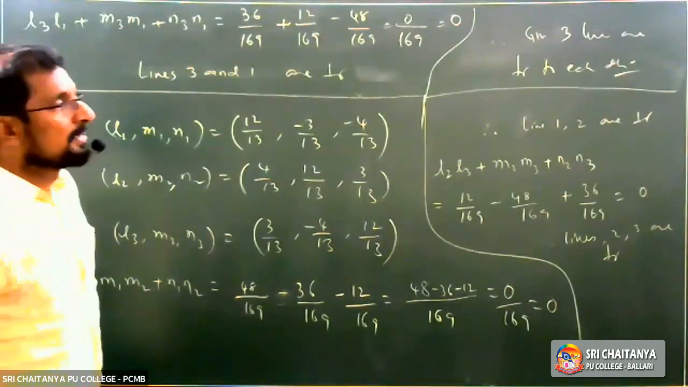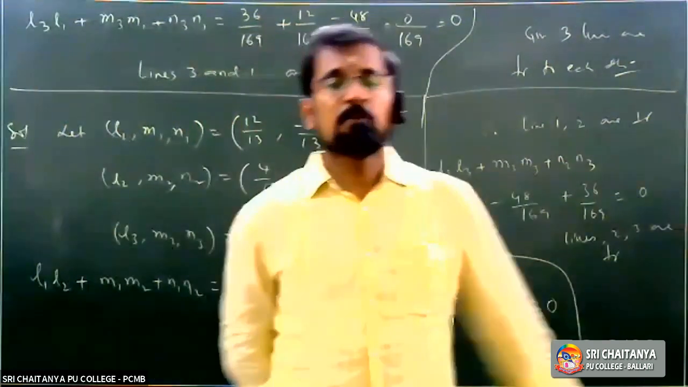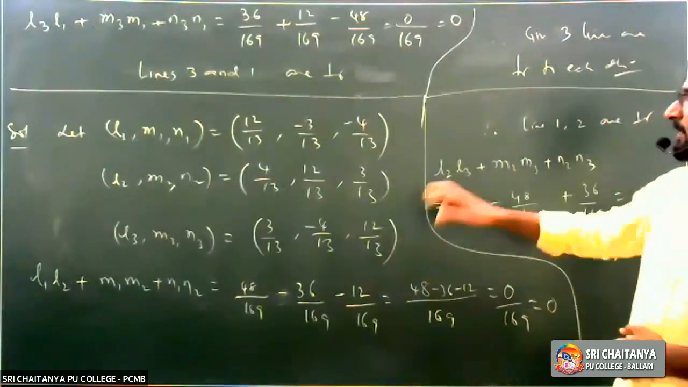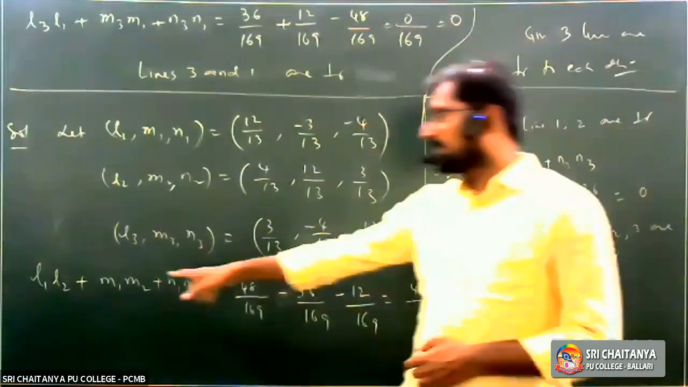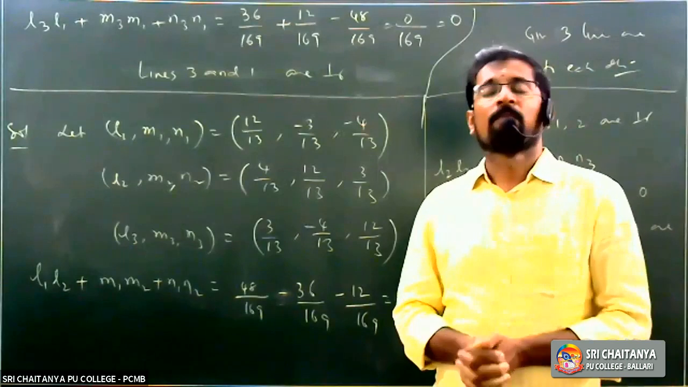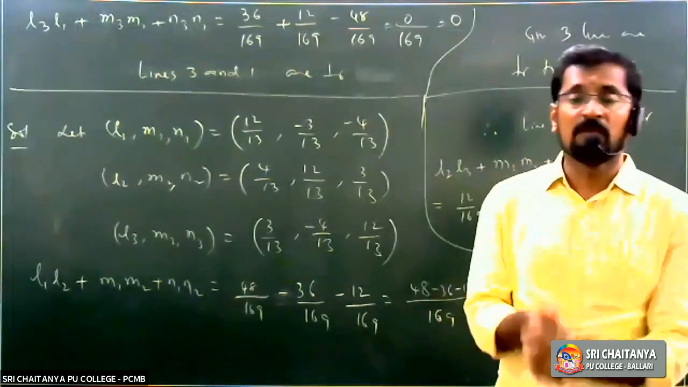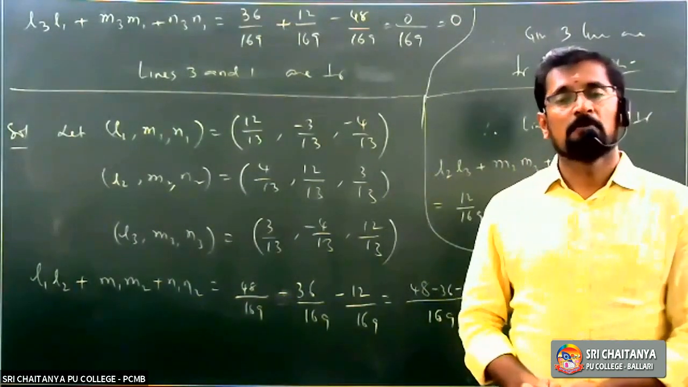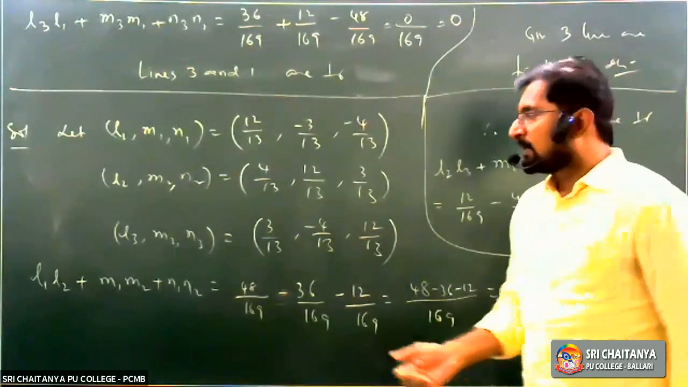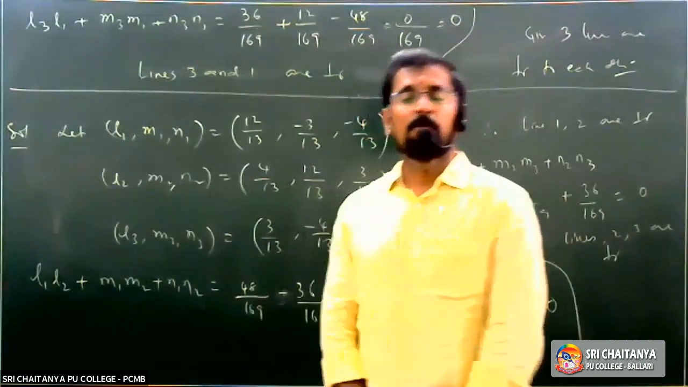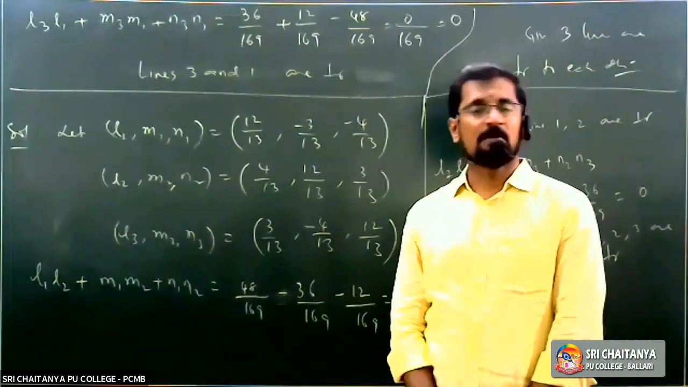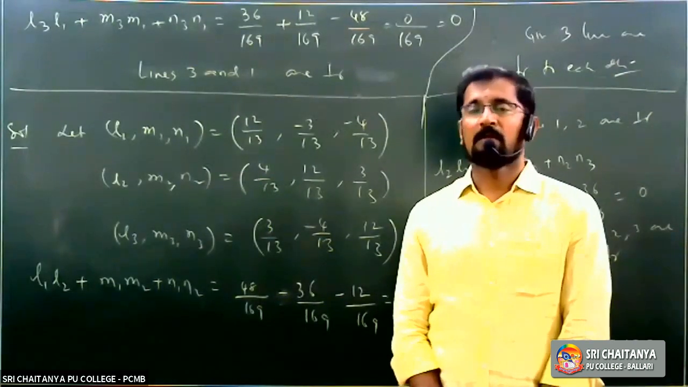Now, to show that the first two lines are perpendicular to each other, find out the value of L1 L2 plus M1 M2 plus N1 N2. If the value is equal to 0, then lines 1 and 2 are perpendicular to each other. Observe this one. You got this value as 0. Therefore, lines 1 and 2 are perpendicular.